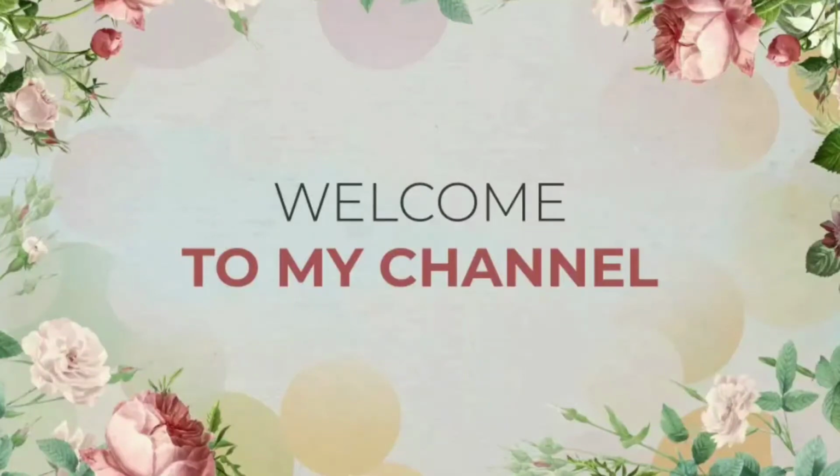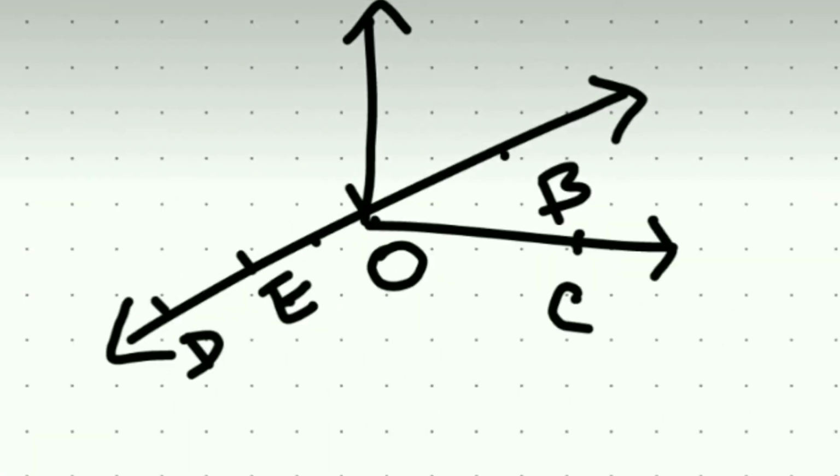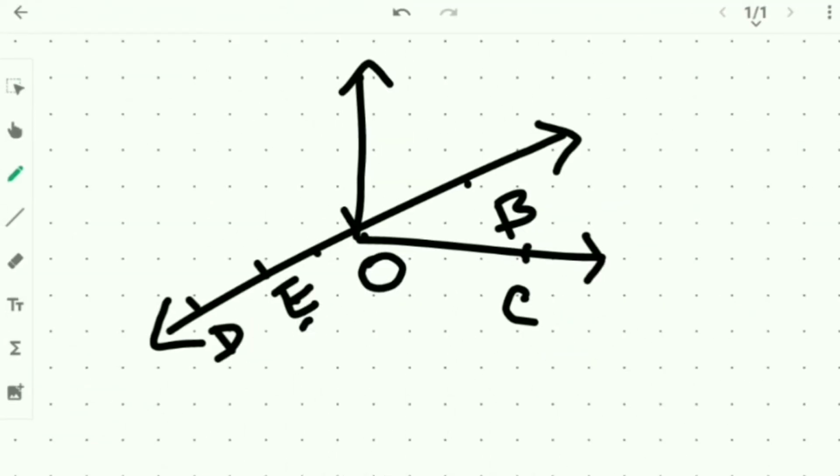Today we are going to see exercise 4.1. Coming to exercise 4.1, first problem, you have been given a figure like this. First one, A, 5 points you have to name. See, already they've given the names. So 5 points can be D, E, O, B and C. All these are 5 points.